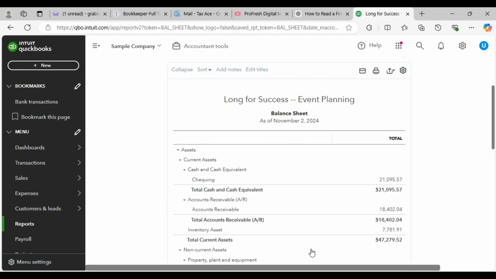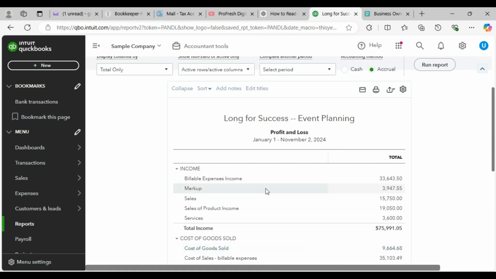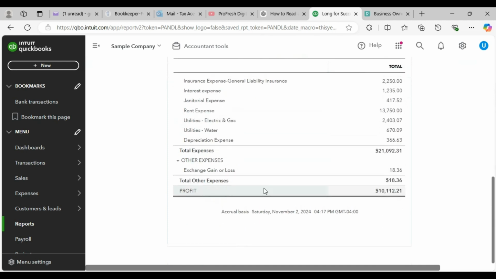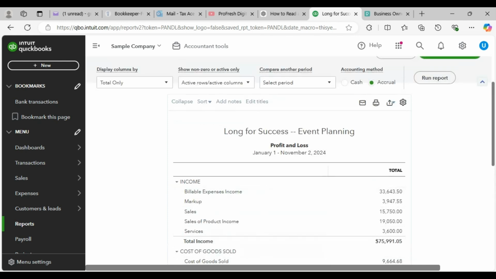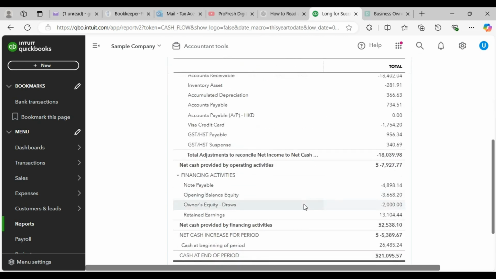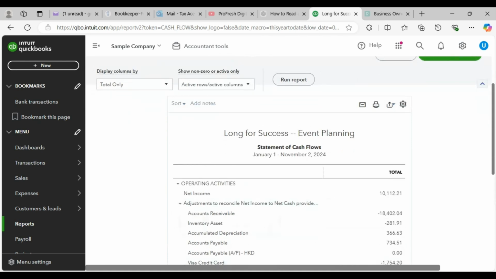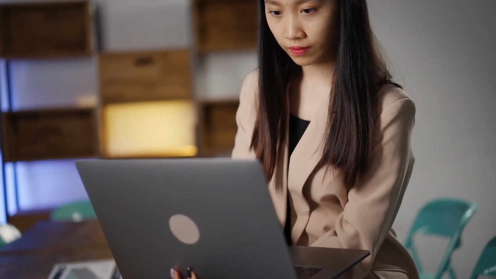The balance sheet, which shows a company's assets, liabilities, and equity at a specific point in time. The income statement, which tells you if the business is making a profit by showing revenue and expenses over a certain period. And the cash flow statement, which details cash coming in and going out, giving you a picture of liquidity and cash management. Understanding these three can give you a complete view of any company's financial health.